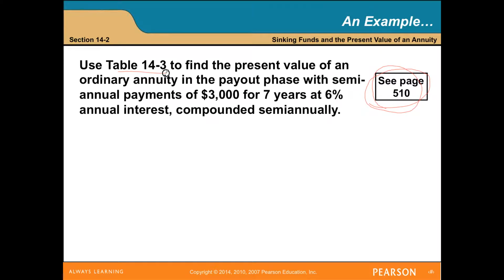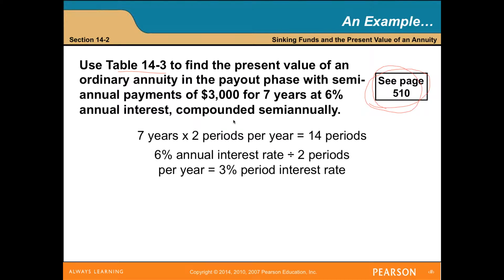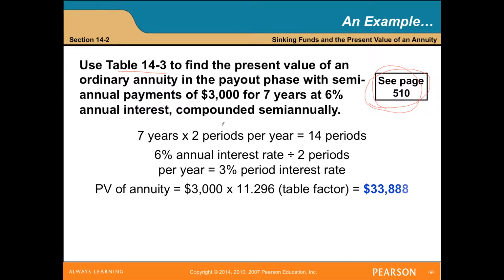Using table 14-3 to find the present value of an ordinary annuity in the payout phase with semi-annual payments of $3,000 for 7 years, a 6% annual interest rate, compounded semi-annually. So 7 years, 2 periods per year, this is where we get the semi-annually because it's 2 times per year. 2 times per year times 7 years equals 14 periods. 6% interest rate per year divided by 2 periods equals 3% interest per period, and it says compounding, so that's why we have to do this.